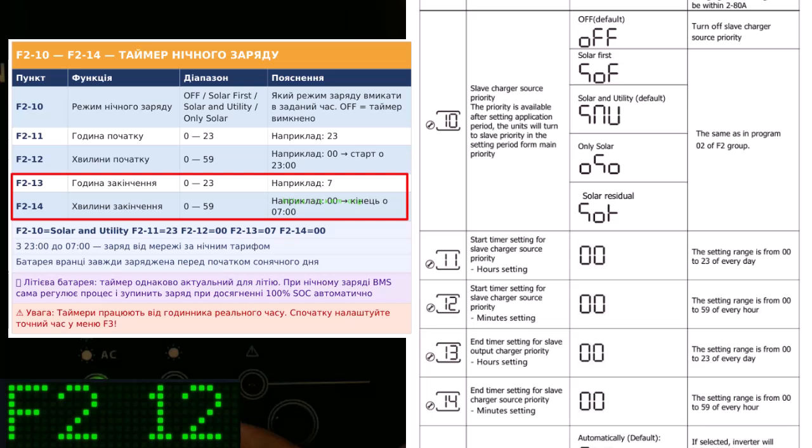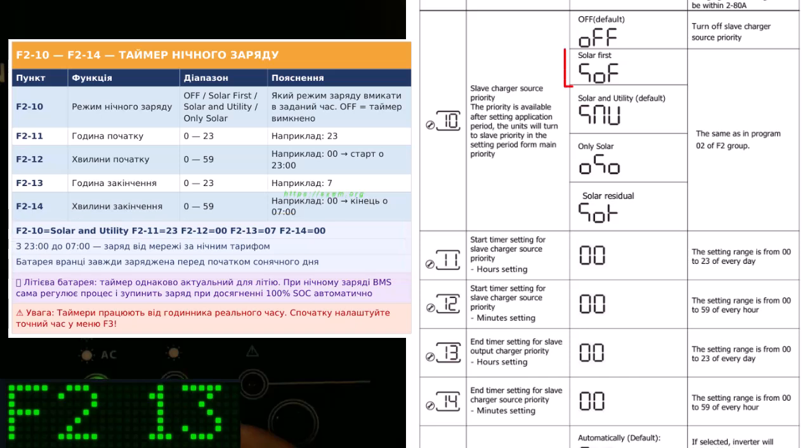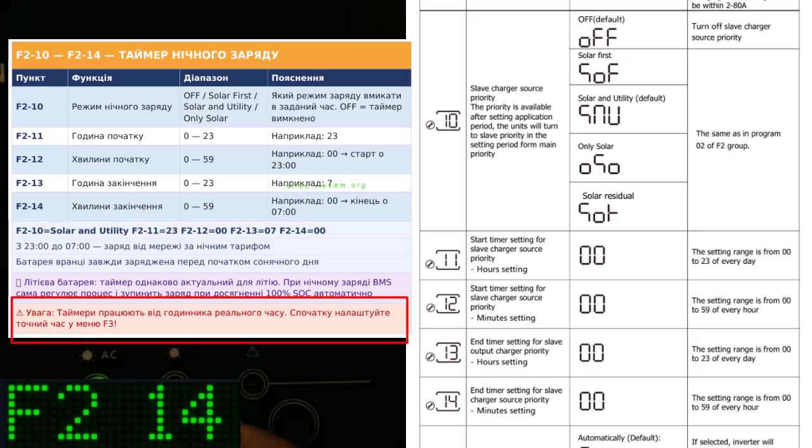Set F210 to solar and utility, start time 2300, end time 0700, and the inverter will automatically switch to grid charging mode at night at the cheap rate. At 7 in the morning it returns to solar first. By the start of the solar day the battery will be fully charged, and you paid for that at the night rate. I'll repeat the same note as with the F1 timers, all of this runs off the real-time clock. First configure the exact time in the F3 menu. Without that, timers won't work correctly.